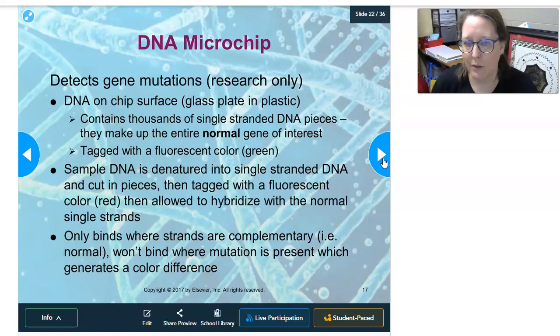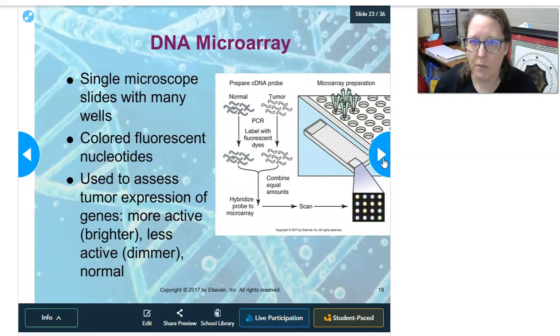And so that would generate a color difference that you can see in that gene. So you could see a pattern of some green-red mix, but then maybe an area where it's just one color. And so that is one way DNA microchips can detect the presence of genetic mutations.